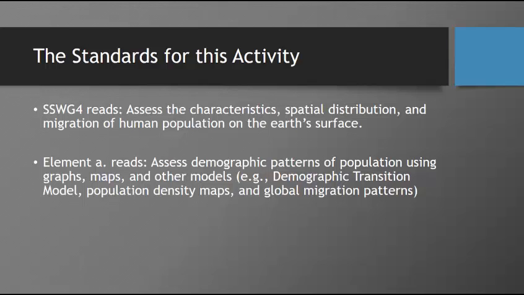Examples of this, which we will include in this module, are the demographic transition model, population density maps, and global migration patterns. The sample activity demonstrated will not only allow students to satisfy the standard to be covered, but also demonstrate support for the connecting themes and enduring understandings that cross multiple units throughout all social studies courses.